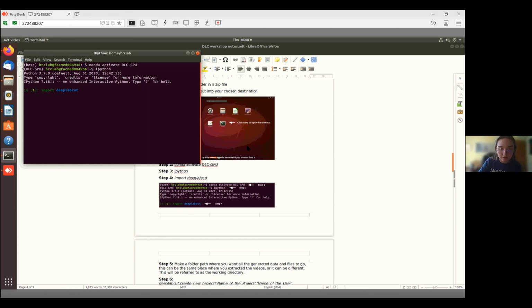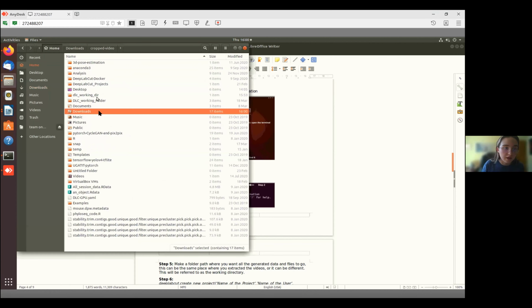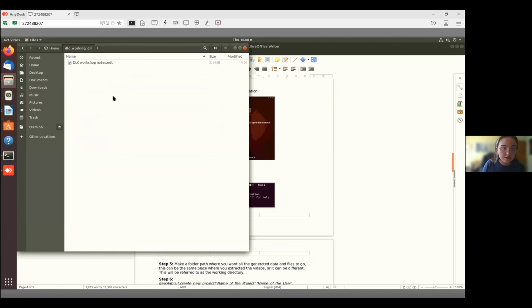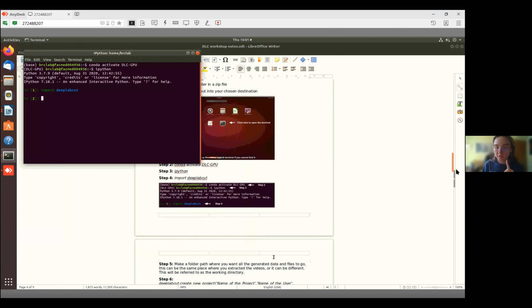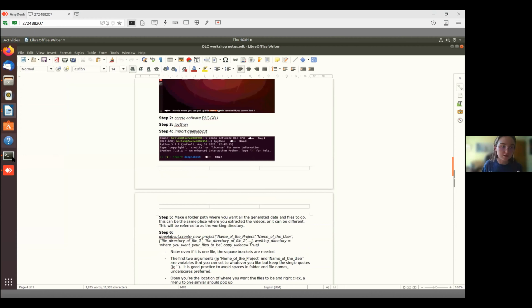Okay. The next part is you're going to go back to files, go to home, and go to DLC working directory. You're either going to make a new folder, because some of them might already have folders in there, or find another place that you want to put it. I'm going to put it here because it seems pretty clean and nice. When I go to step 6, this is where the magic happens, and this is where the start of your project is going to be created.